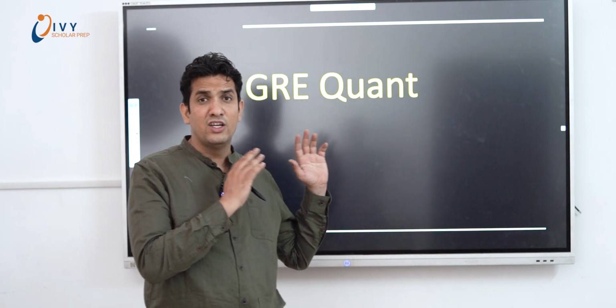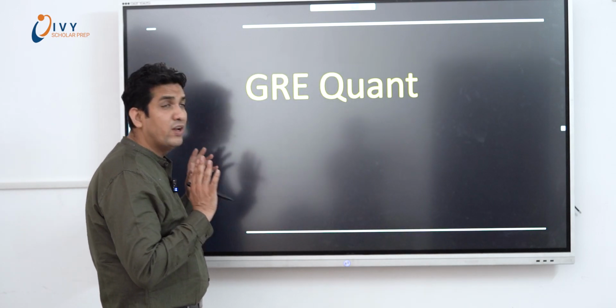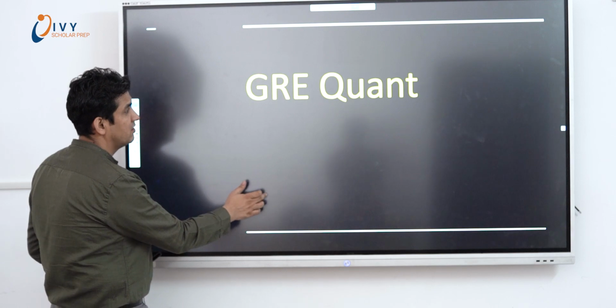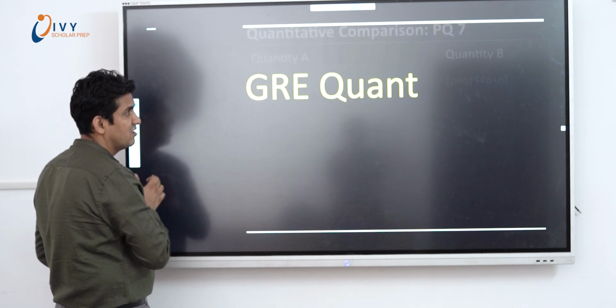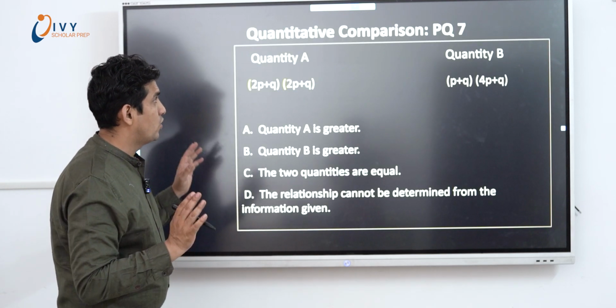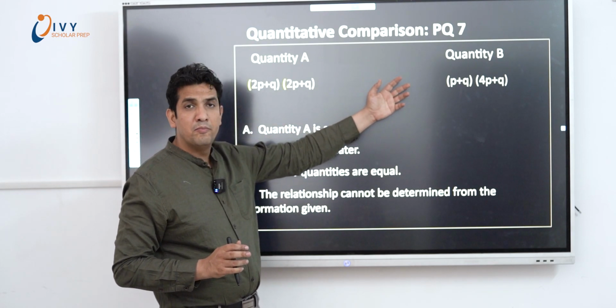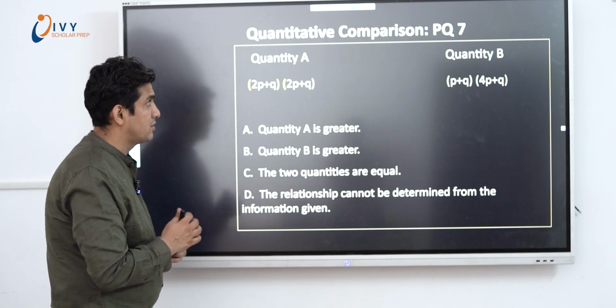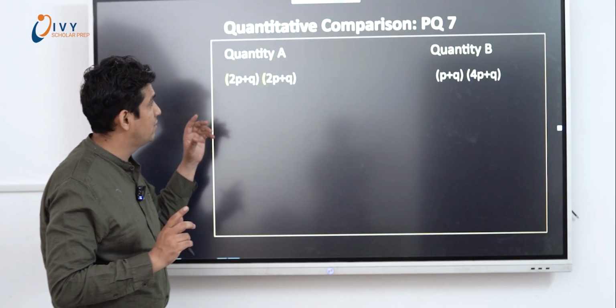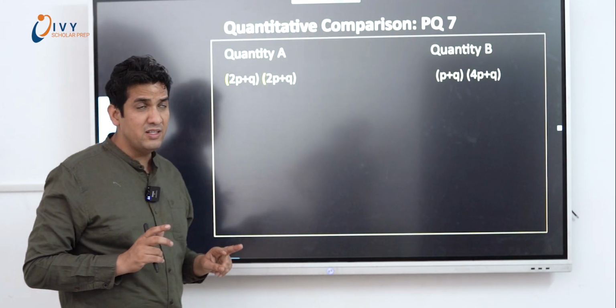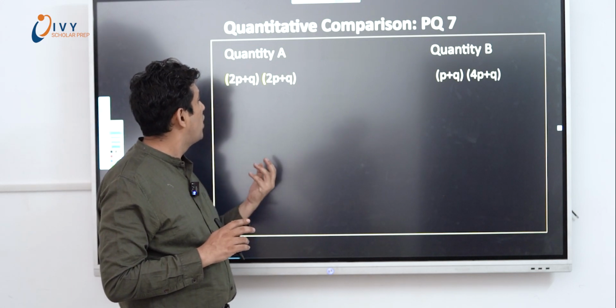Let's start again the GRE Quant series, and we will discuss one problem here which involves algebra. So again it's a quantitative comparison. You have to compare two quantities, quantity A and B, and let's see how we can work on this. As you see, there are two quantities and two variables to compare, P and Q. So how do we approach that?